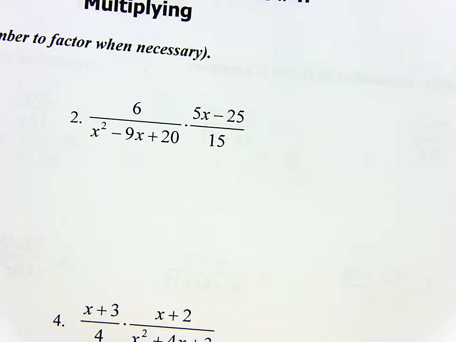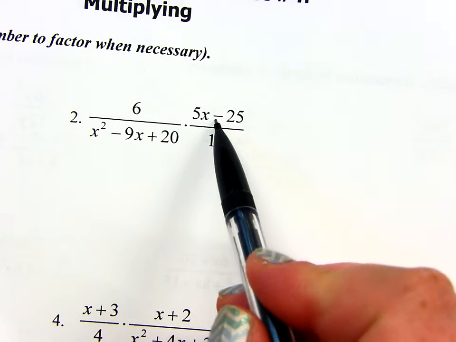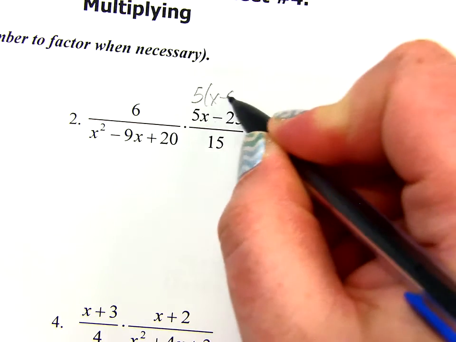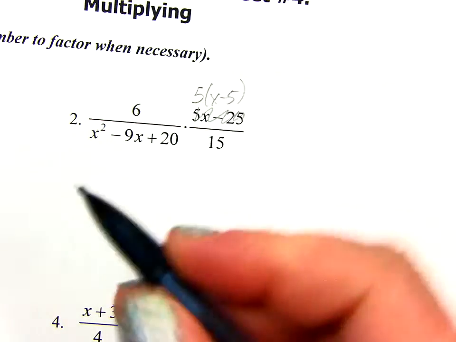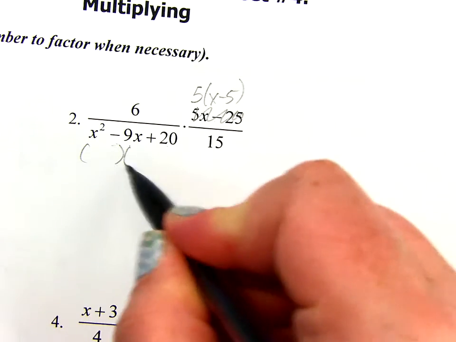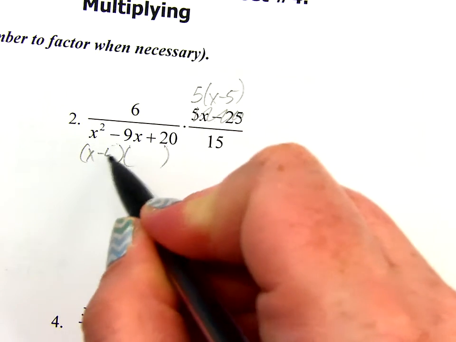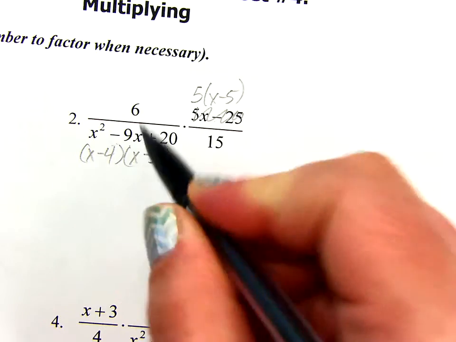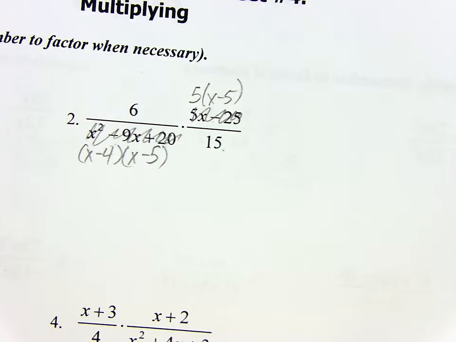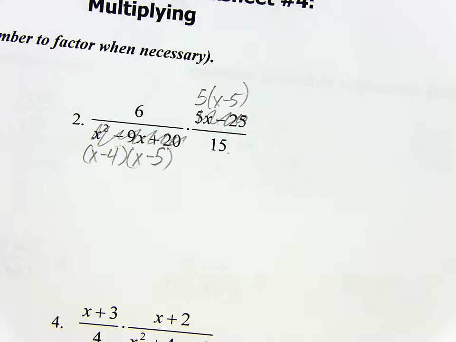Factor everybody. Nothing to do with the 6, but here, take out a 5. Here, I can factor that. Factors of 20, that has to be negative 9? Negative 4 and a negative 5, right? Okay. And then 15, there's nothing to do there. Okay. Now what?